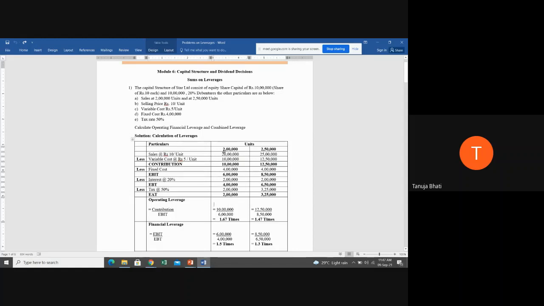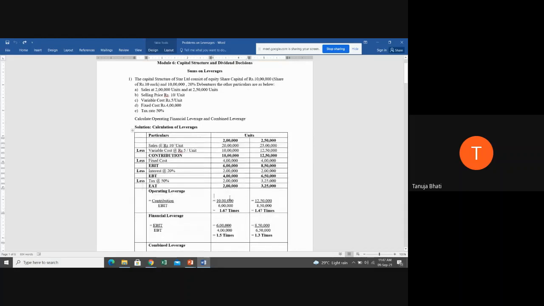Based on this working, you can calculate the leverages. So first they are asking you operating leverage. What is the formula for operating leverage? It is contribution divided by EBIT. So what is the contribution? It is 10 lakh divided by 6 lakh. So your operating leverage is 1.67 times. Remember students, leverages has to be written in times.